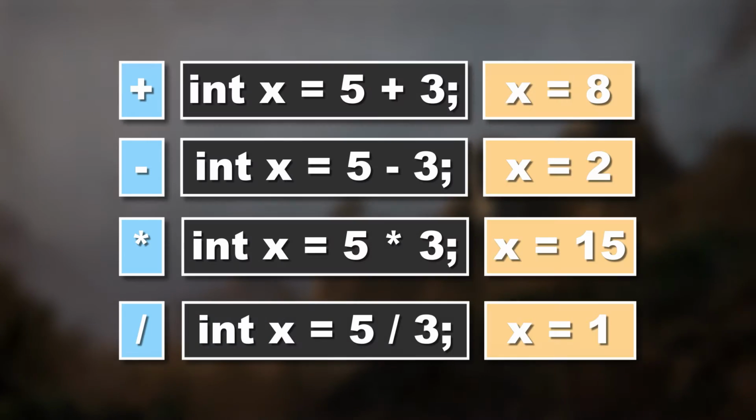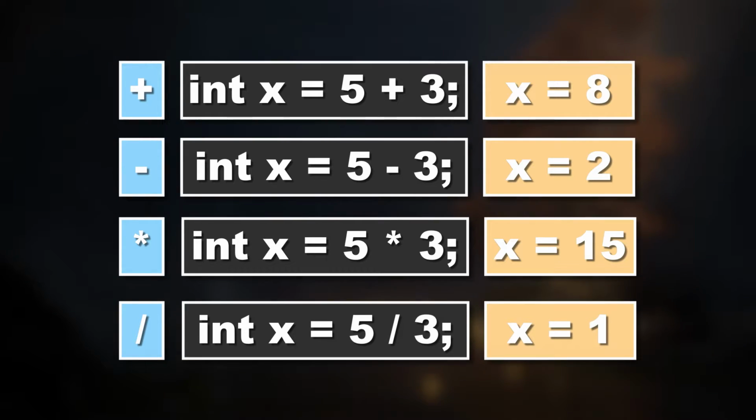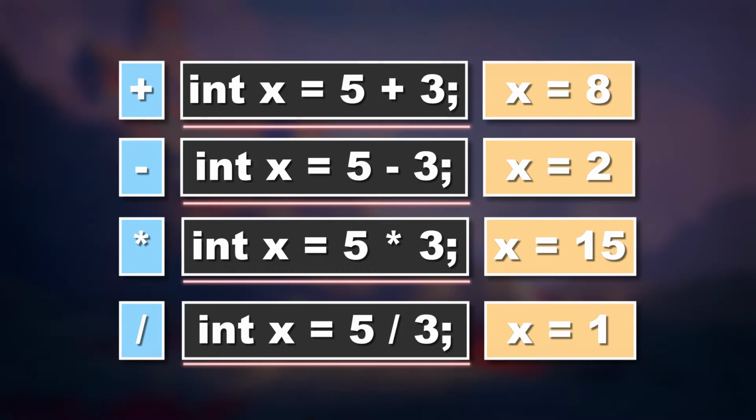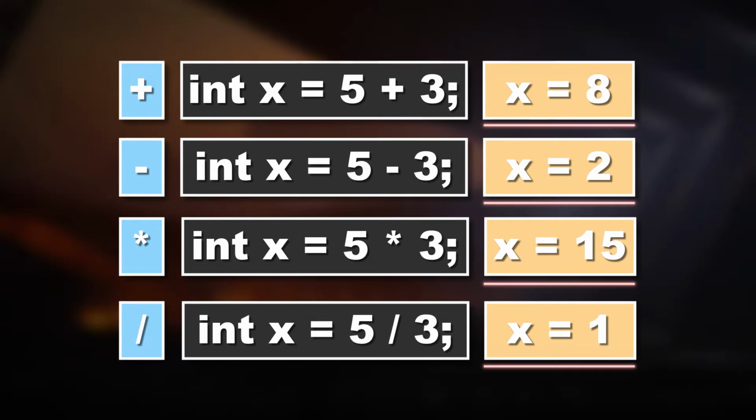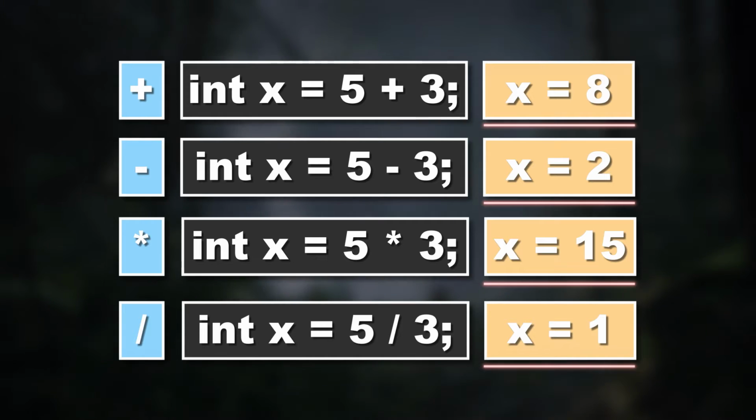First, let's look at some basic arithmetic operators. Plus for addition, minus for subtraction, asterisk for multiplication, and the forward slash for division. Now on the screen you have some examples for those operations, but I assume that you already know how those work. On the left we have the statements that we have in code, and on the right we have the results that is now stored in X after those operations were executed.